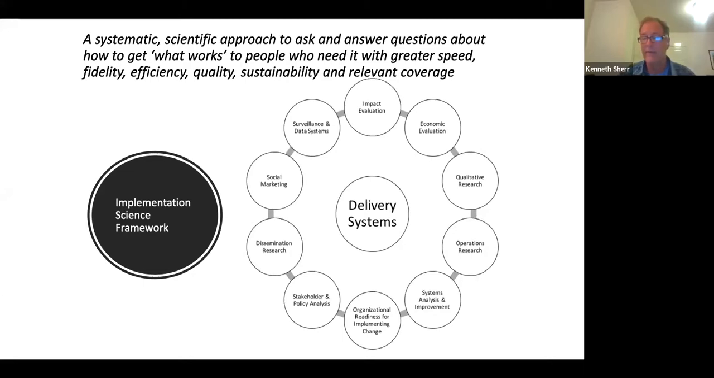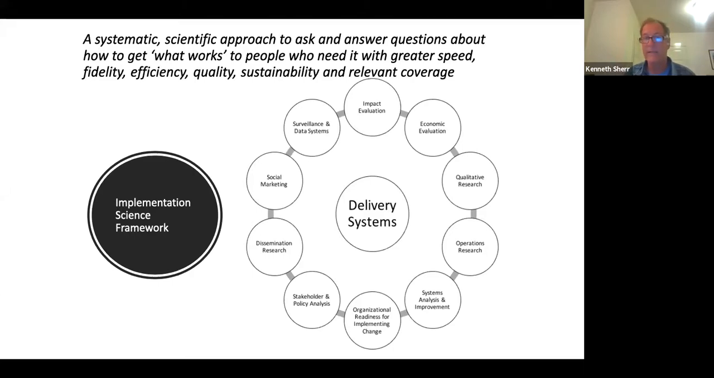So we're looking at implementation science as a systematic scientific approach to ask and answer questions about how to get what works to people who need it with greater speed, fidelity, efficiency, quality, sustainability, and relevant coverage. So there's a lot here. Let me unpack it a bit.